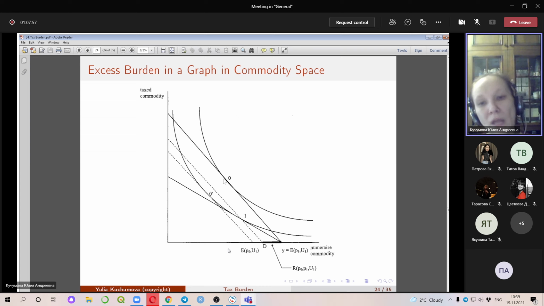Then the tax is introduced, so the price of the taxed commodity increases. As a result, the budget line rotates and becomes flatter. Then the new solution would be at point one, the new equilibrium.